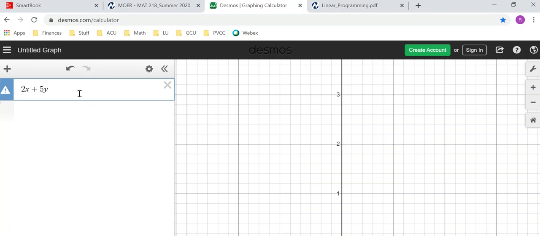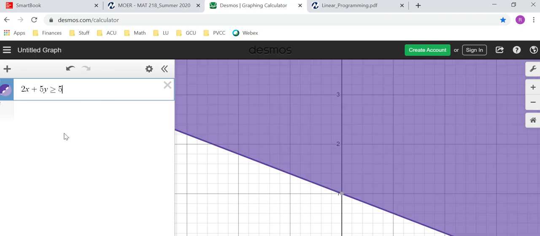Now, to get the greater than or equal to 5, simply type in the greater than symbol and then the equal symbol and then 5. Now, this is what's nice about Desmos. It graphs that line for you and it shades on the appropriate side of the graph. So you may want to back up a little bit and review graphing linear inequalities.